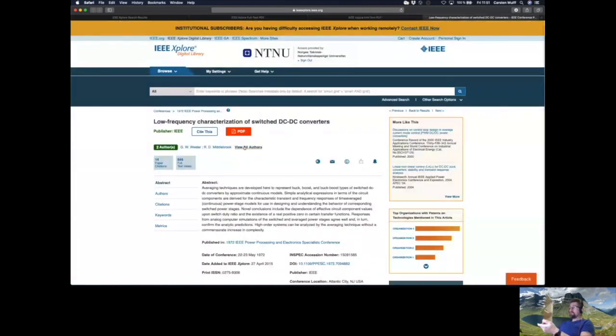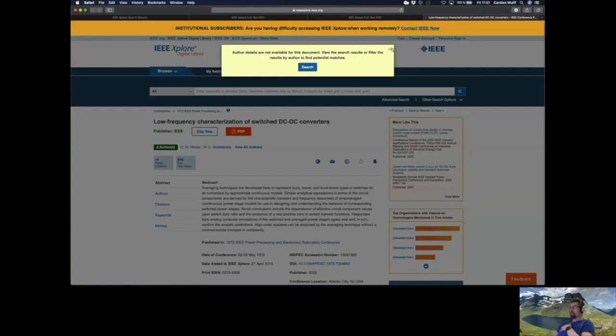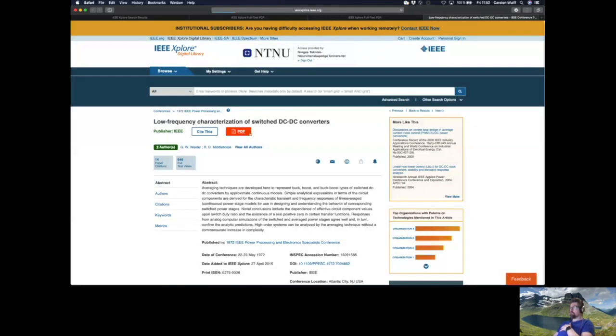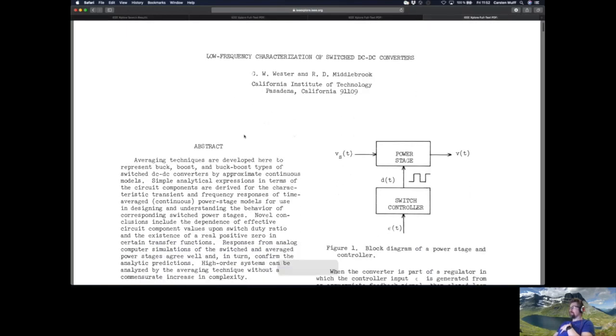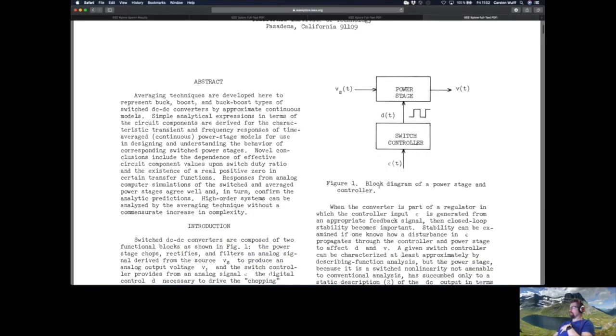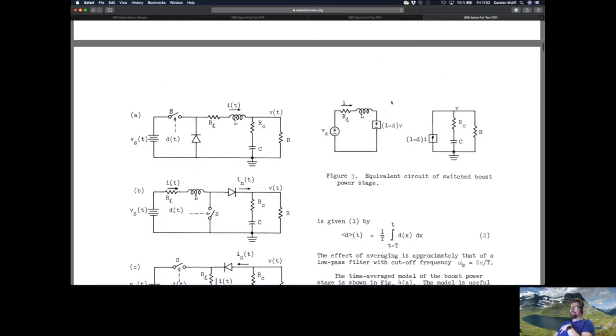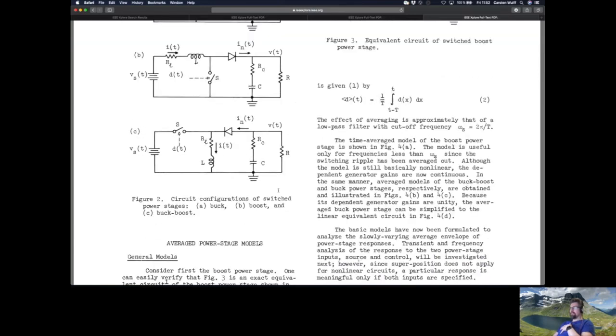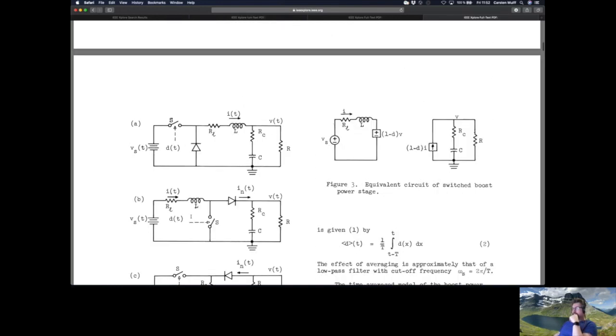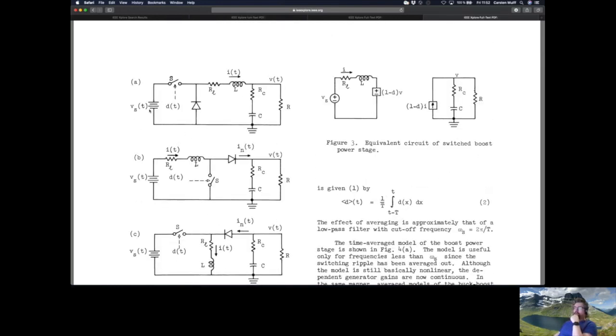So we go to switch DC converters, and this name you should actually note down. Middlebrook has multiple things named after him, among others the Middlebrook technique. Okay, block diagram, power stage, and controller. So here we have something switching, and we have a power stage. Let's find, yes, now we're getting somewhere. Okay, circuit configuration of switch power stages: buck, boost, and buck-boost. So the first one here is a buck. Here we have a voltage source, and we have a switch, and then we have a load.